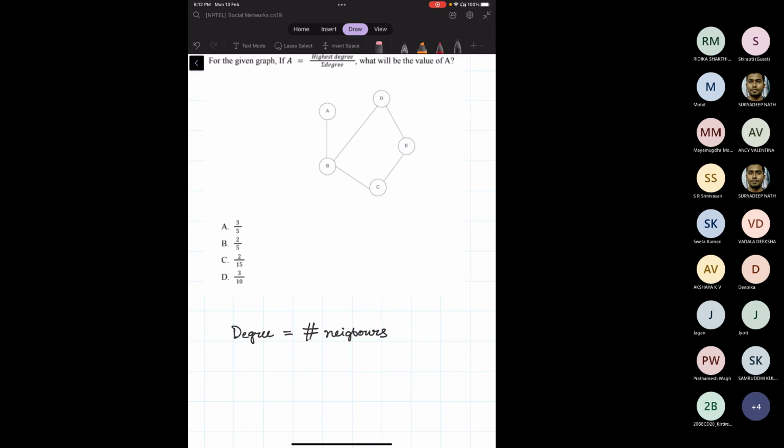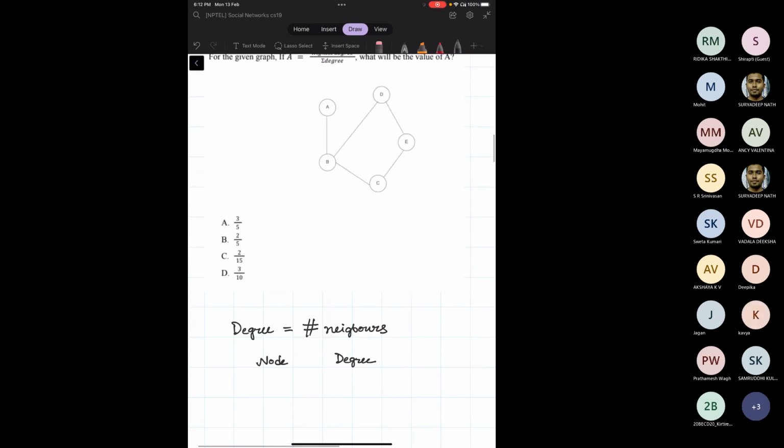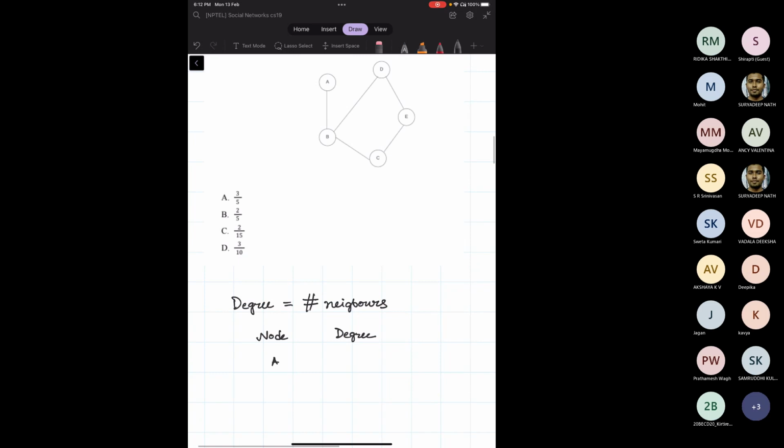So in this graph, we have 5 nodes. Let us find the degree of each of these nodes. We have node A, node B, node C, node D, and E. And what is the degree of A? A has only one neighbor, so 1. B has 3 neighbors, so 3. C has 2 neighbors. D has 2 neighbors. E has 2 neighbors. So the highest is 3.